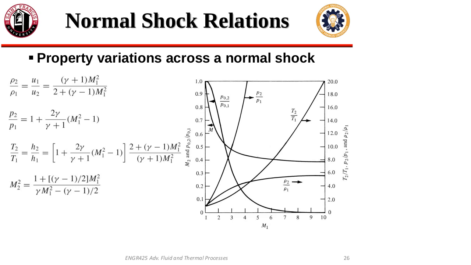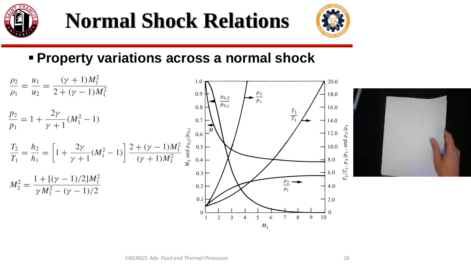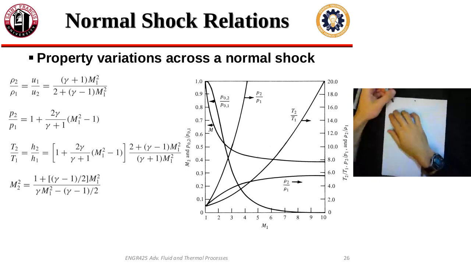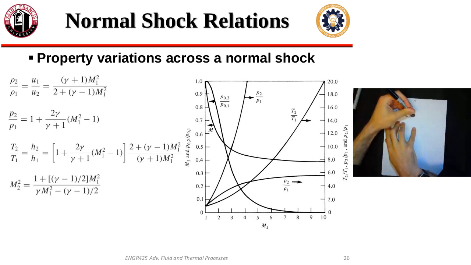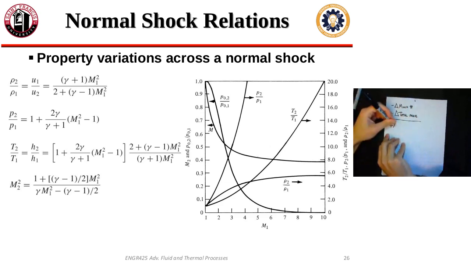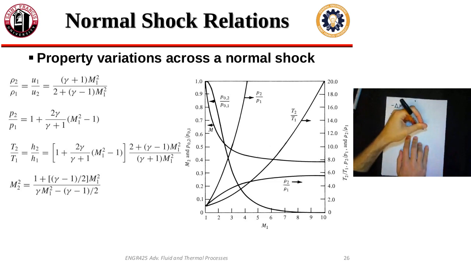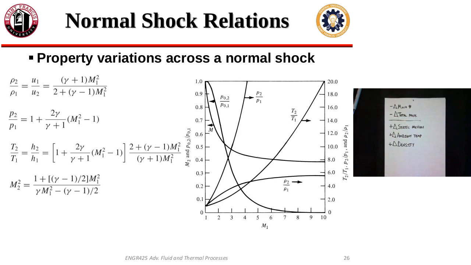So if you wrote that out on paper via webcam across a normal shock or across any shock wave, really, we're looking at a negative change in Mach number, a drop in total pressure, but a gain in static pressure, ambient temperature, and density. So that's a rough summary of what happens when you cross over a shock wave.